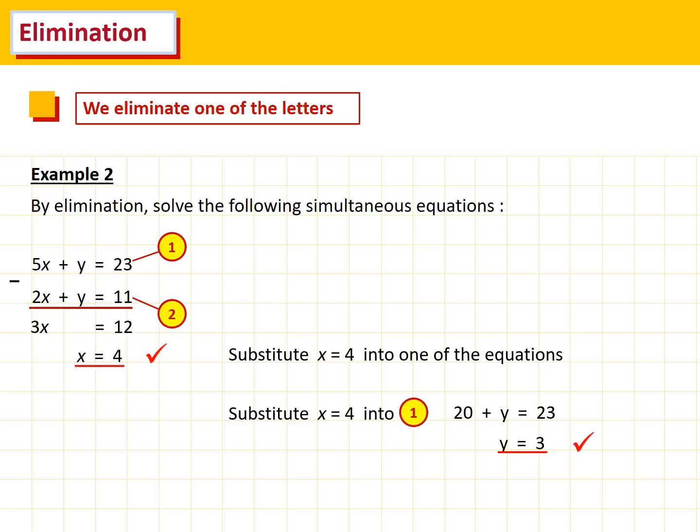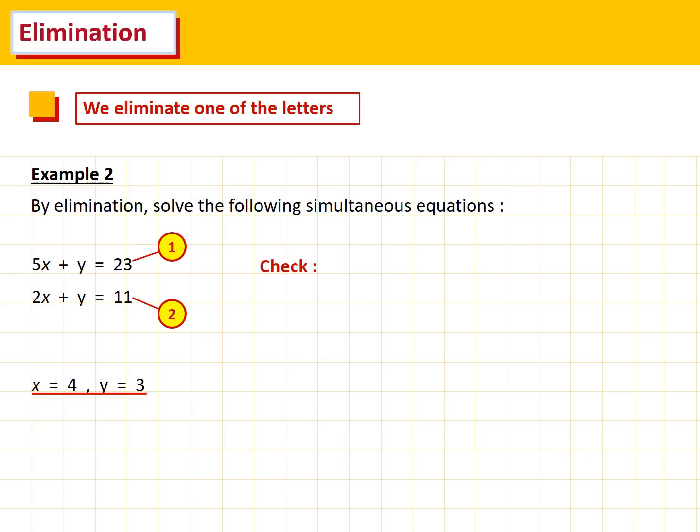We think those are the correct answers, but let's check. We substitute what we think are the right answers into both equations to see that they fit. In equation 1, if we put x equals 4 and y equals 3, we get 5 lots of 4 plus 3 equals 23. Yep, that's correct. If we put the two values into equation 2, we get 2 lots of 4 plus 3 equals 11. Yep, it's correct. We've got the right answer.